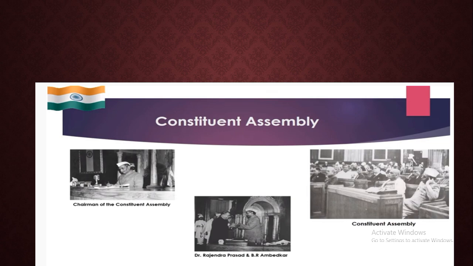Here you find the Constituent Assembly, and here is the chairman of the Constituent Assembly, Dr. Rajendra Prasad. And here we have a photo of Dr. Rajendra Prasad and Dr. B.R. Ambedkar, the chairman of the drafting committee. And here you have the different members of the Constituent Assembly sitting for many days to deliberate on how the Constitution of India is to be formulated, so that the country can be governed by a constitution of its own.